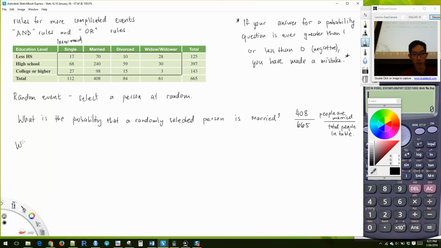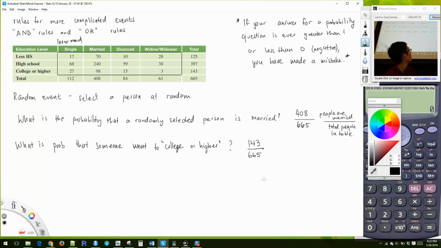We can ask, what is the probability that someone is in the college or higher group? I guess went to college or higher. Our answer there would be 143 divided by 665. So far so good, because we have a total of 143 people who've finished college or higher.